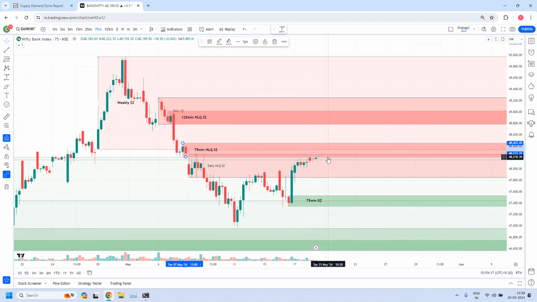If tomorrow institutions open with a huge gap up above this 75 minute zone, that is a different story. This zone will be violated. Otherwise, it will have strength. Let us check tomorrow's trading session, how powerful it is.